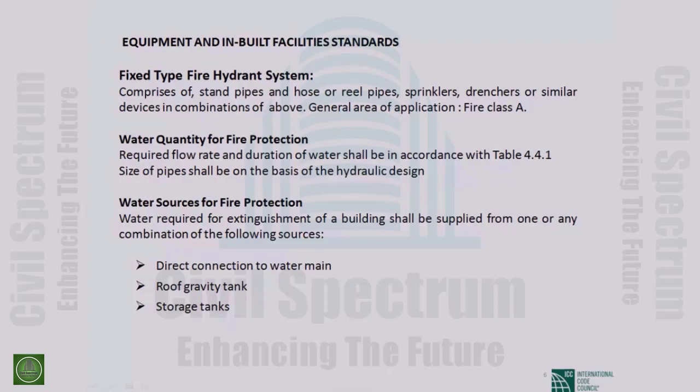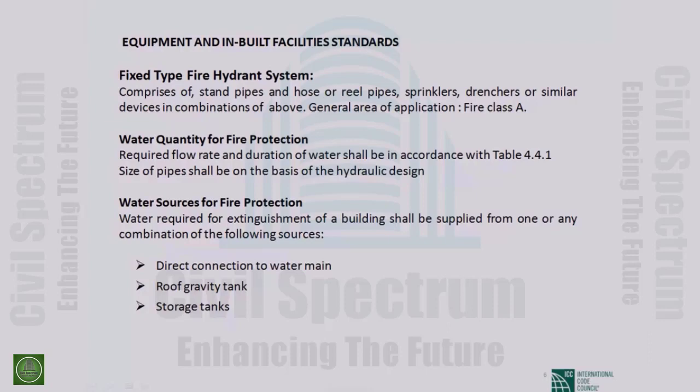So we start with the hydrant system. This is a fixed water system. This is most widely used for Class A fire. This comprises of a standpipe hose in the rail form or in the rolling form. And there is some sprinklers, which is automatic system. There is dancers or similar combination. So all for the type Class A fire, we use this hydrant system.